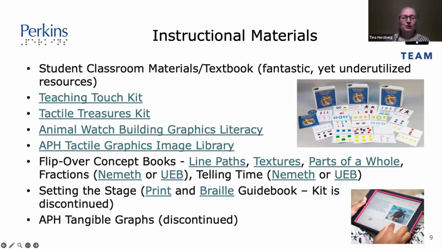There are a number of instructional materials that are also available. Some of these are from the American Printing House for the Blind, and some are not. But here are just a few. The first one is probably one of the most underutilized resources that we have, and that's the classroom materials, including their textbooks. I know that today we see fewer and fewer textbooks, but there are still a number of them. And if they have graphics, that's a great resource for teaching our students about the different types of graphics that they are going to encounter in math.